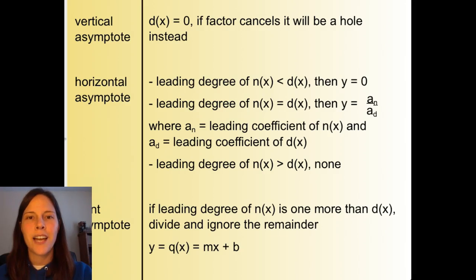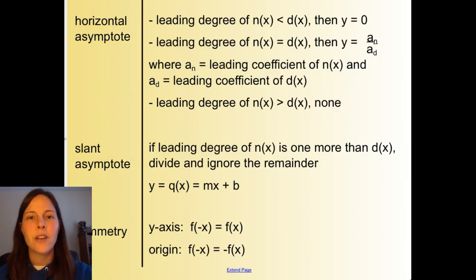You have a vertical asymptote where the denominator equals 0. The exception is if you can factor your polynomial function and the denominator cancels, then you will have a hole in the graph instead of an asymptote. Graphing horizontal asymptotes is where it gets a little bit tricky. There's 3 different categories of horizontal asymptotes.